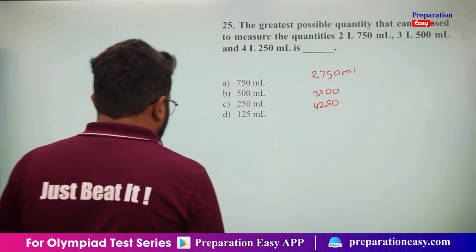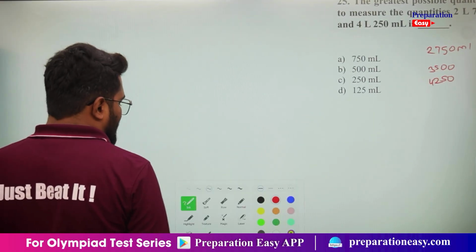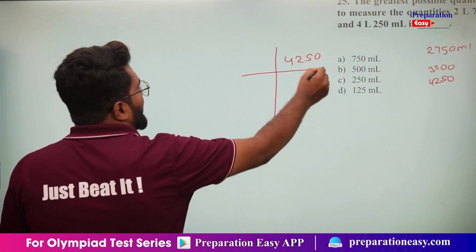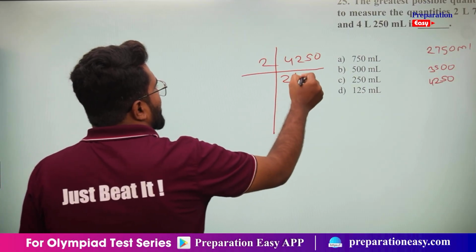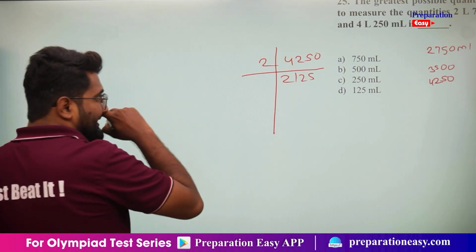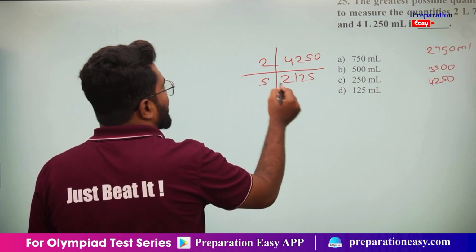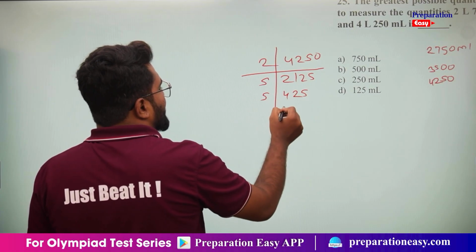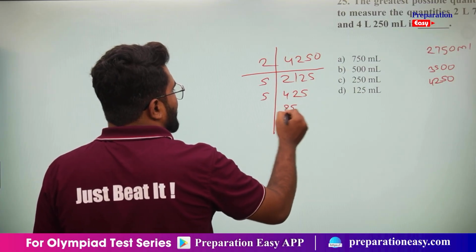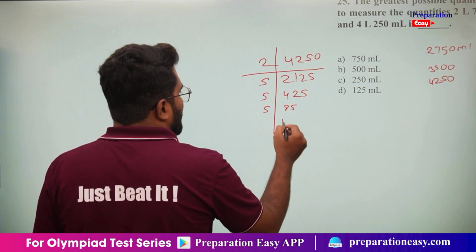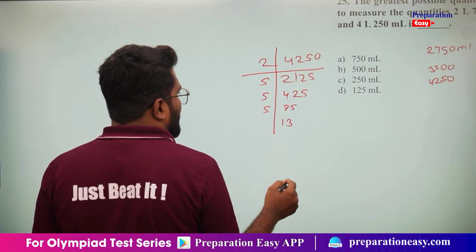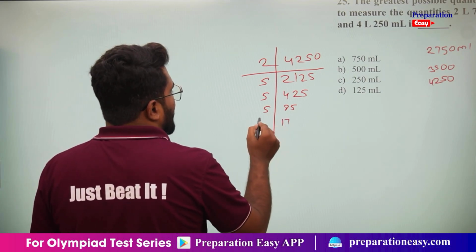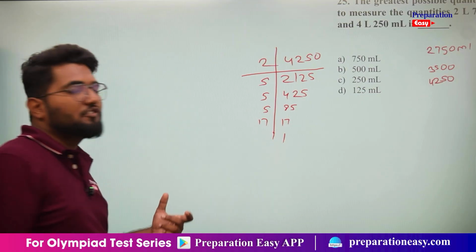4250. Okay, we have to find the prime factors first. 4250: 2 twos are 4, 2 ones are 2, 2 fives are 10, 4250 divided by 2 is 2125, divided by 5 is 425, divided by 5 is 85, divided by 5 is 17, and then 17 and 1. Okay, this will be for 4250.